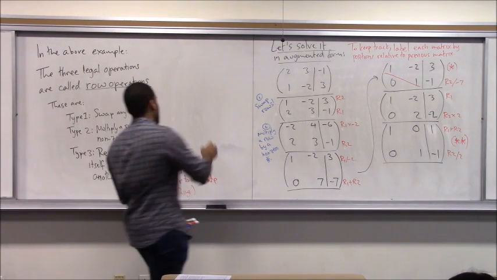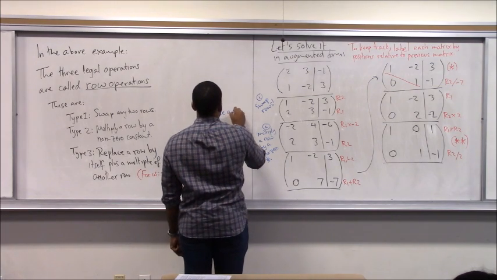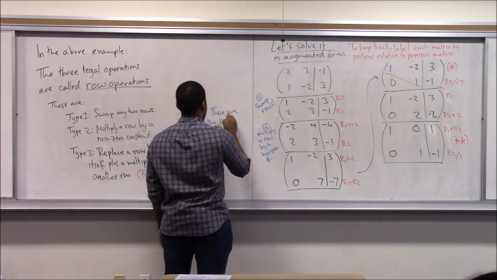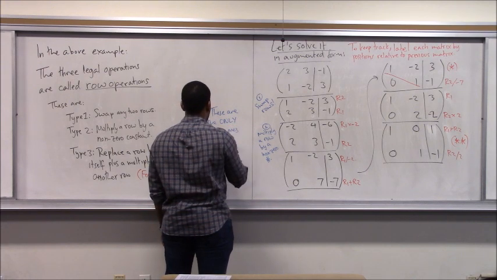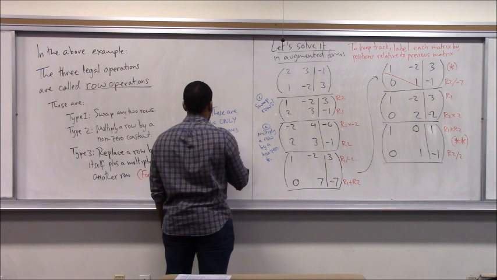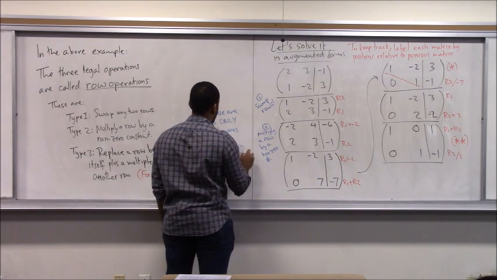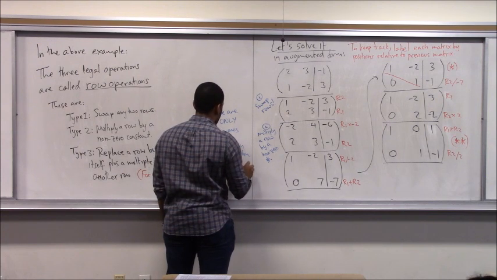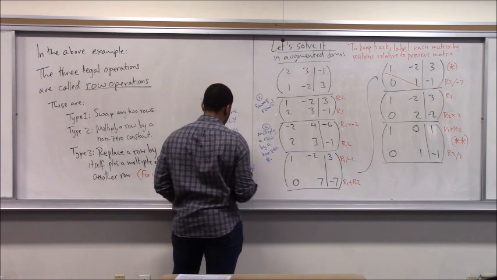Now, these are the only legal moves one can make when solving a system with an augmented matrix. So it is important that you know there are only three things you can do.